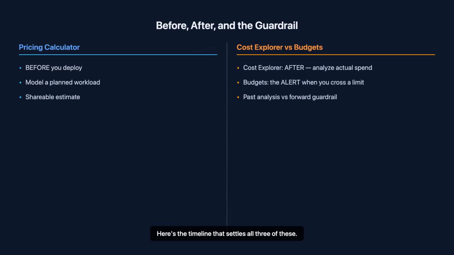Here's the timeline that settles all three of these. The pricing calculator is before you deploy. It models a planned workload into a shareable estimate. Then on the other side, Cost Explorer is after. It analyzes what your actual spend turned out to be and why. And budgets is the guardrail that alerts you when you cross a limit. Think of grocery shopping. The calculator prices your list before you leave home. Cost Explorer reads the receipt, and budgets buzzes your phone when the cart gets too full.